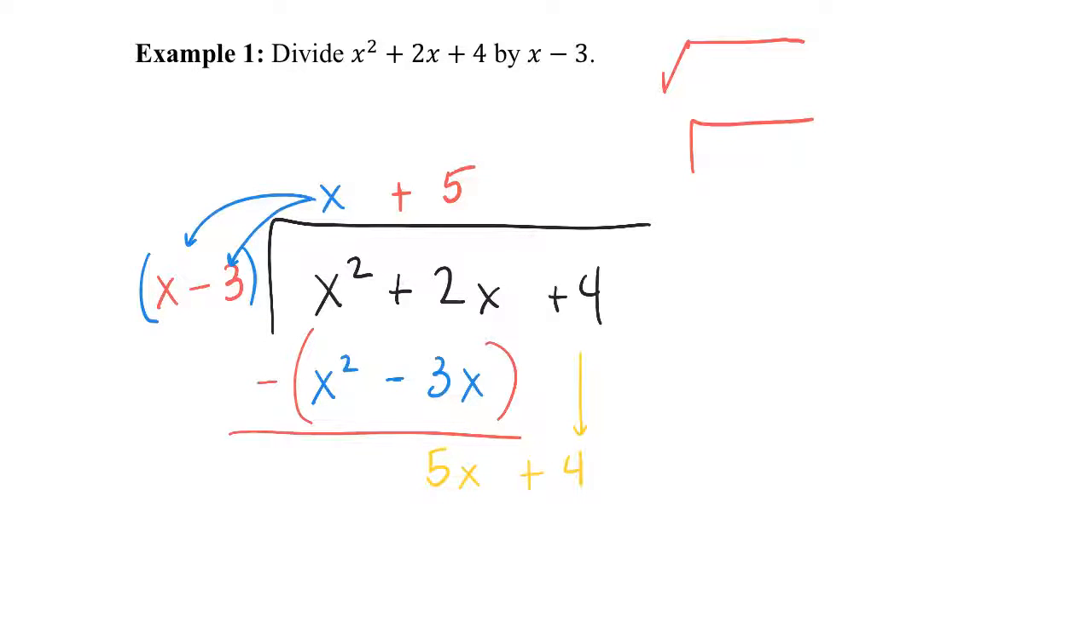Take that 5 now. Take that 5, distribute it. Remember, just like you did with long division, it's this times this gets subtracted from this. Again, this times this is subtracted from this. So let's go ahead and multiply that 5 by the x minus 3. It'll become 5x minus 15. Remembering to subtract this whole thing.